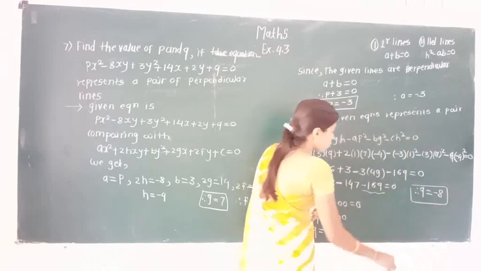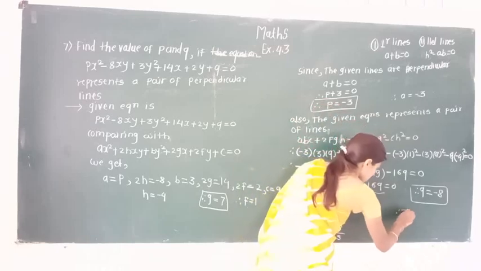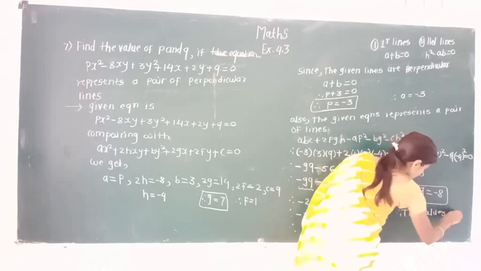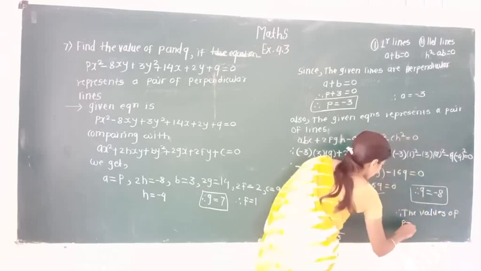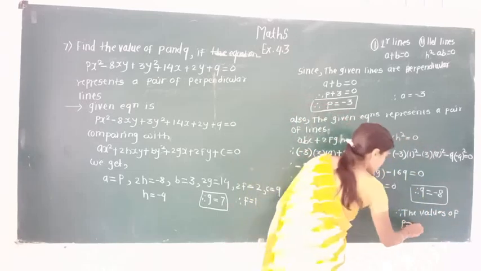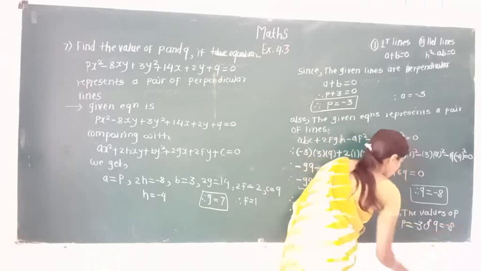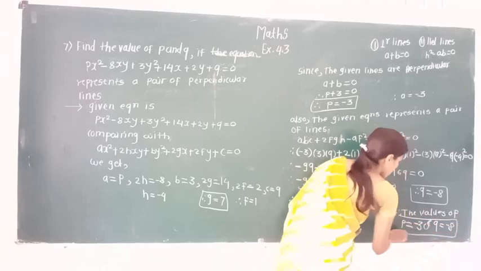So the values of p is equal to minus 3 and q is equal to minus 8. So write down this problem.